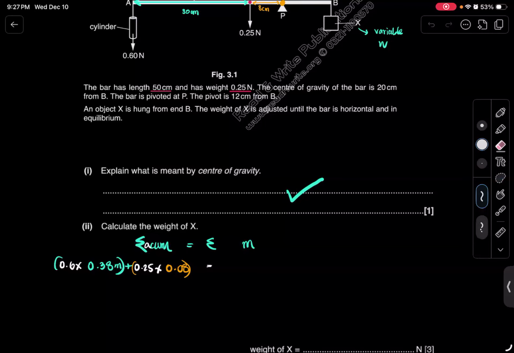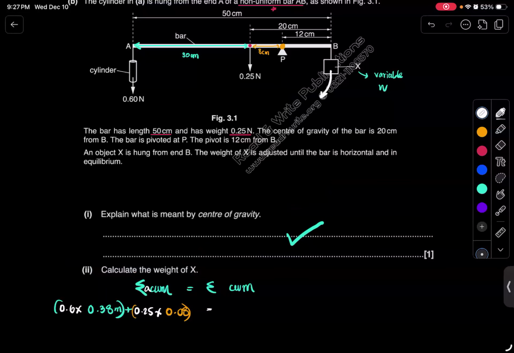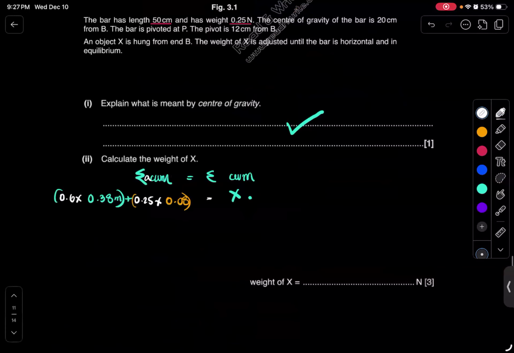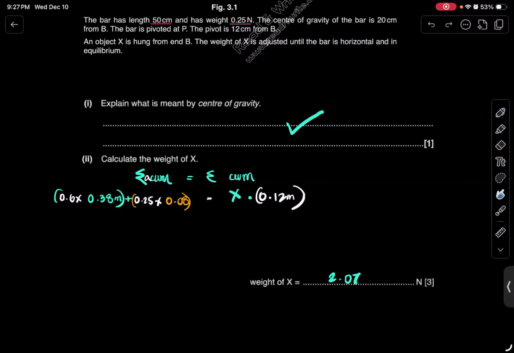Then what is the only clockwise moment we have? Just this one, right? So this is just variable x multiplied by the distance from the pivot. That's just 12, so pretty easy: 0.12 meters. So let's calculate: 0.6 into 0.38 plus 0.25 into 0.08, divided by 0.12. That gives 2.07 newtons. Yep, that's it. Pretty easy, fairly basic question.